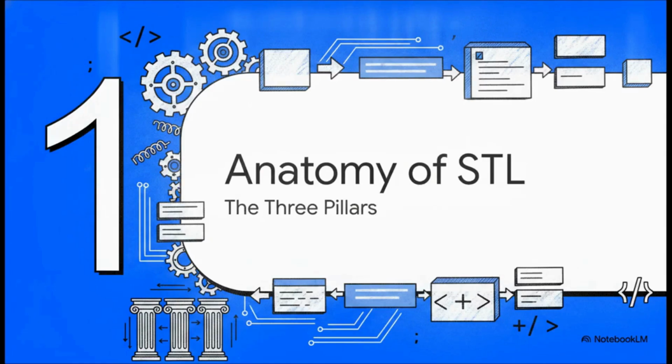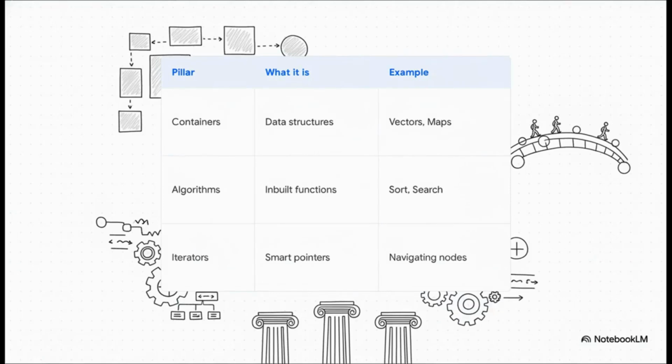Section 1. The anatomy of STL, the 3 pillars. So, to understand how this actually works under the hood, check out this table. Think of this as your high-level map to the whole library. There are 3 pillars, and they work together perfectly. First up, containers. These are the actual data structures holding your collections of data, like vectors or maps. Second, we've got algorithms. These are the inbuilt functions that manipulate that data, stuff like sorting and searching. And finally, iterators. These act as the bridge, helping you navigate smoothly from one piece of data to the next.